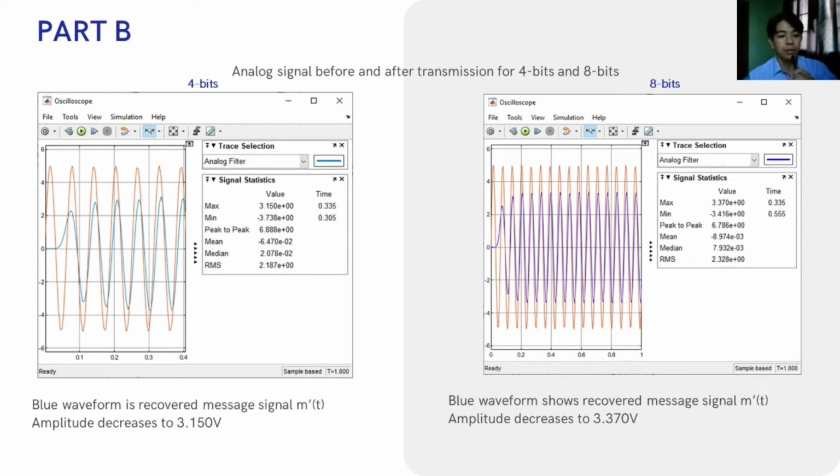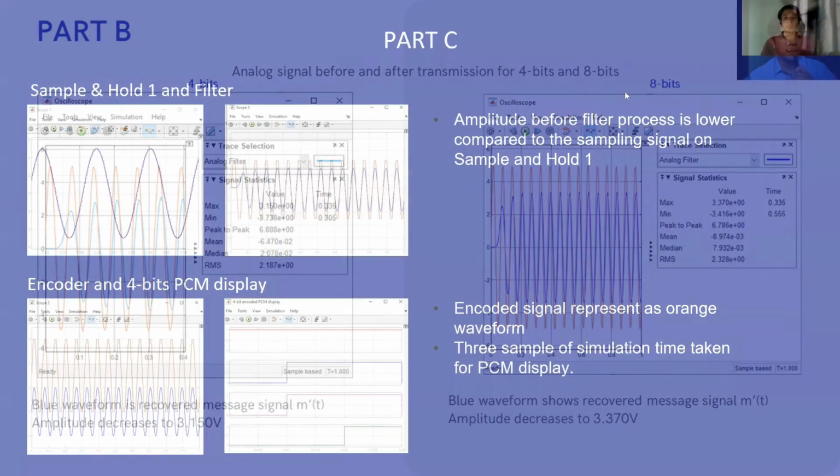The blue waveforms show the decoded message signal, and for the 4 bits, we can see that the amplitude of the recovered message signal decreases to 3.150 volt, and for the 8 bits, the amplitude also decreases to 3.370 volt. So if we compare to part A, the amplitude is actually higher than part A.